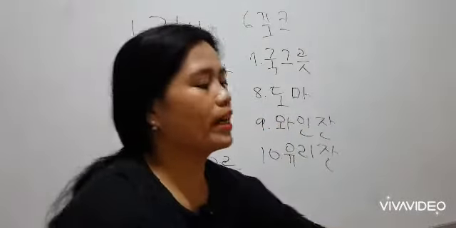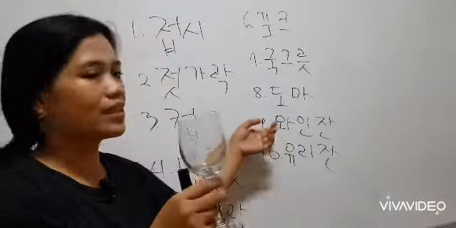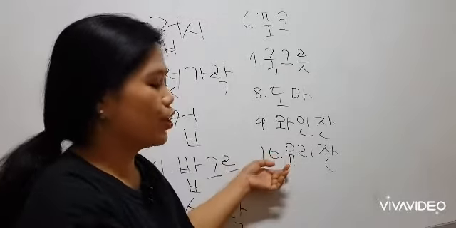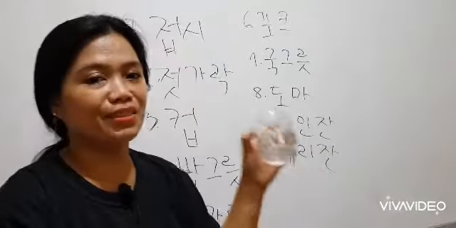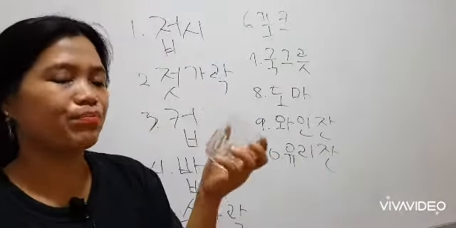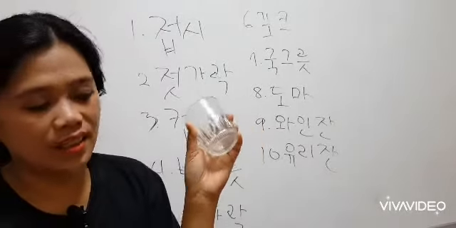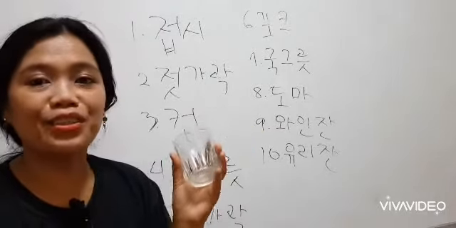Wine jan, this one is a wine glass. Then yurijan means this one is glass.